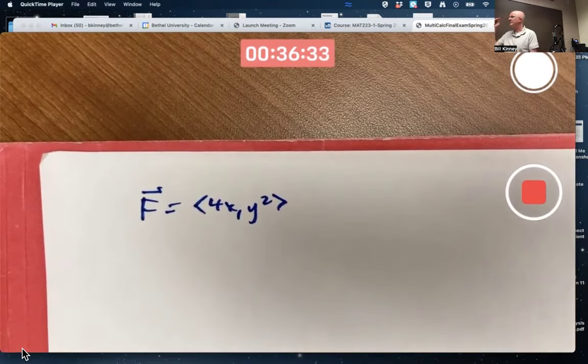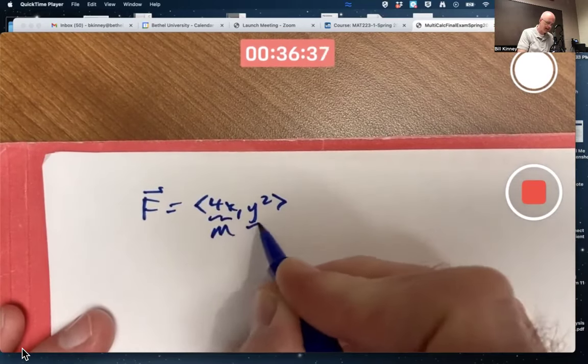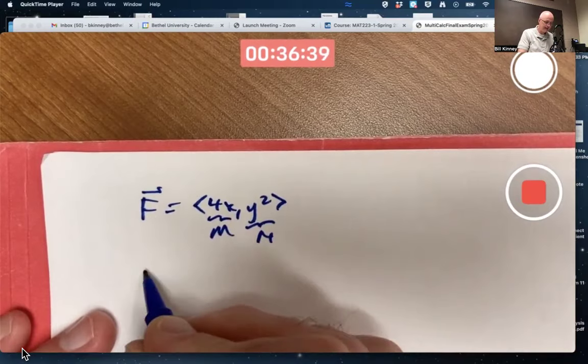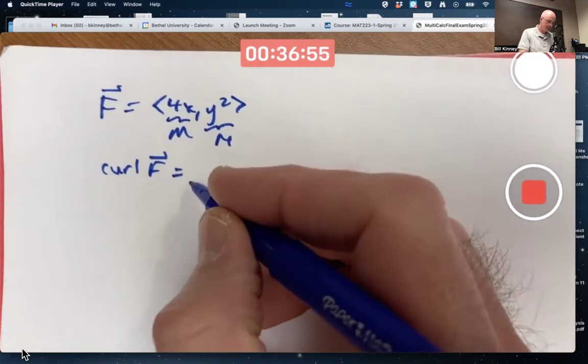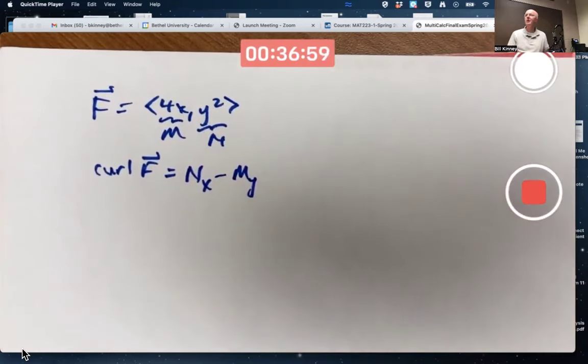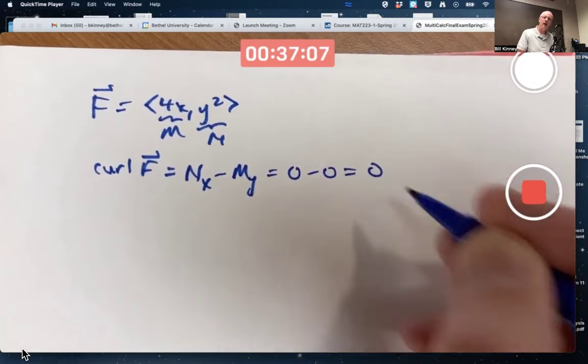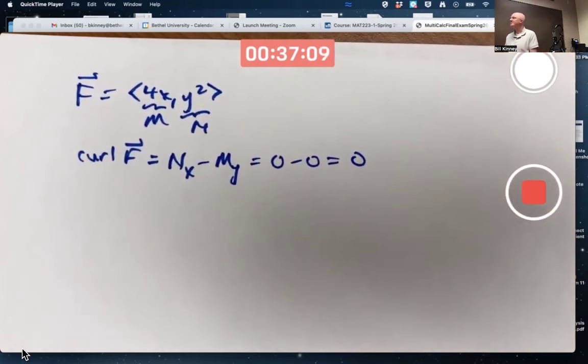Check and see if it's conservative. How do you do that? There's your m, there's your n. Quickest way is to use the scalar curl. It's nx minus my, the partial of the second component with respect to the first variable, minus the partial of the first component with respect to the second variable. 0 minus 0 is always 0 in this example.